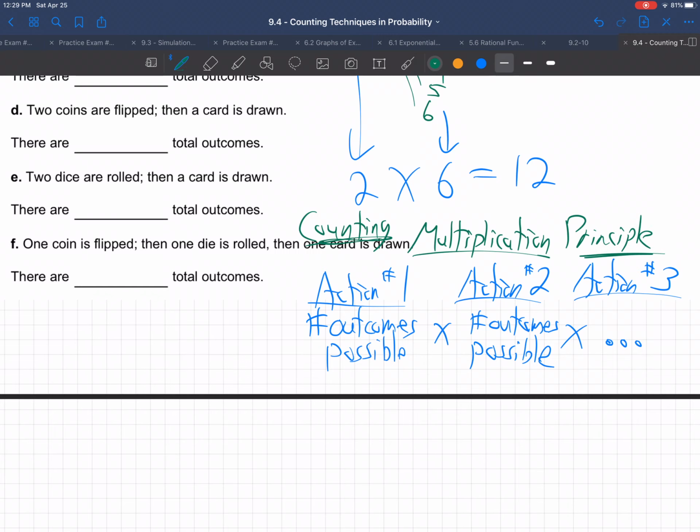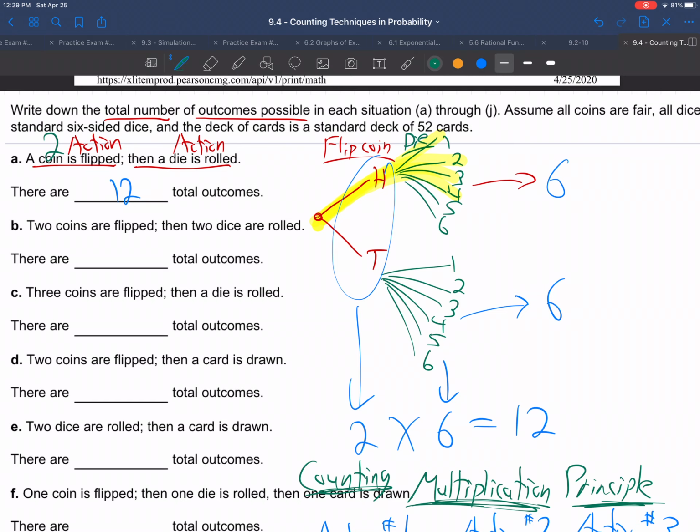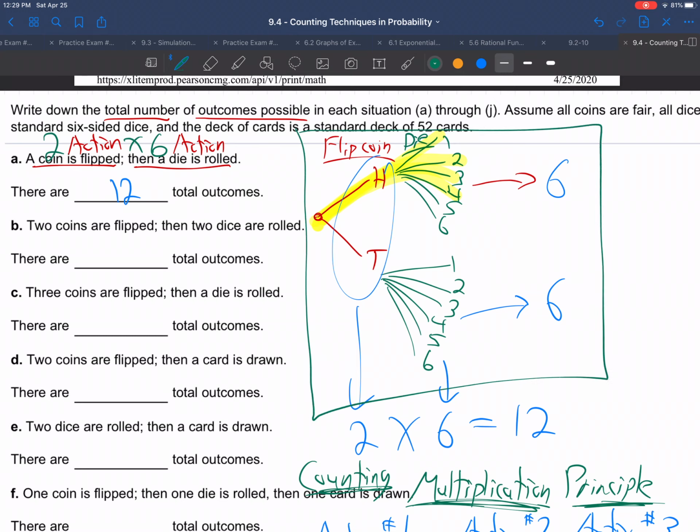So you'll be teaching younger folks this idea. This is in the K through 8 curriculum. So the counting multiplication principle, that is if you have an action and another action and another action, you just multiply together the number of outcomes possible for each action. So if we're flipping a coin, there's 2 possible outcomes, heads or tails, roll a die, 6 possible things that can happen, 1 through 6, multiply those together, 12 total outcomes, as we can see in this tree right here. 2 branchings, each of those having 6 branchings.